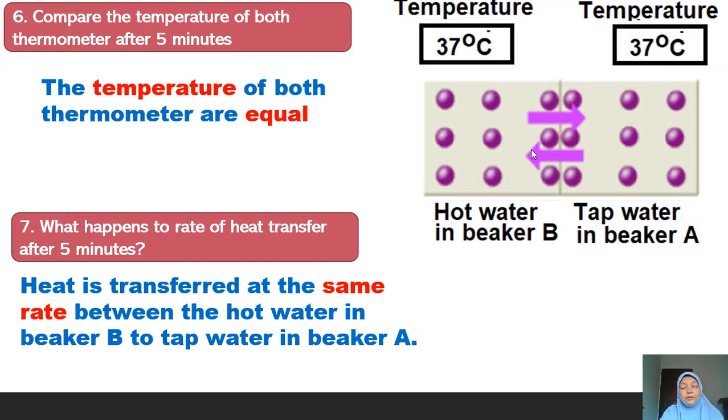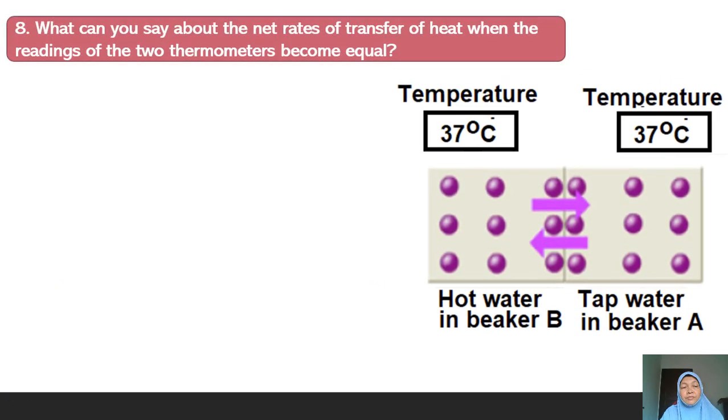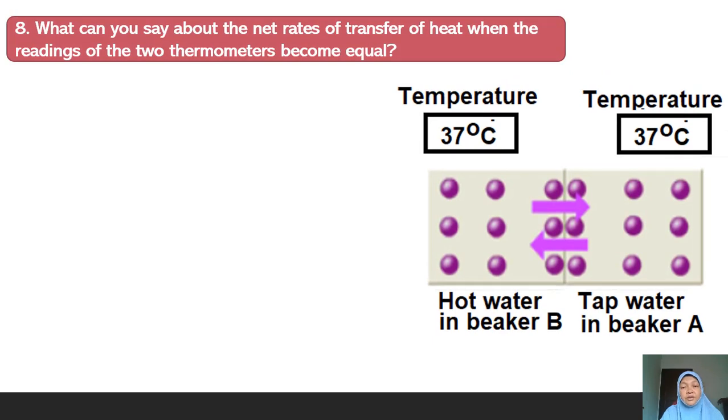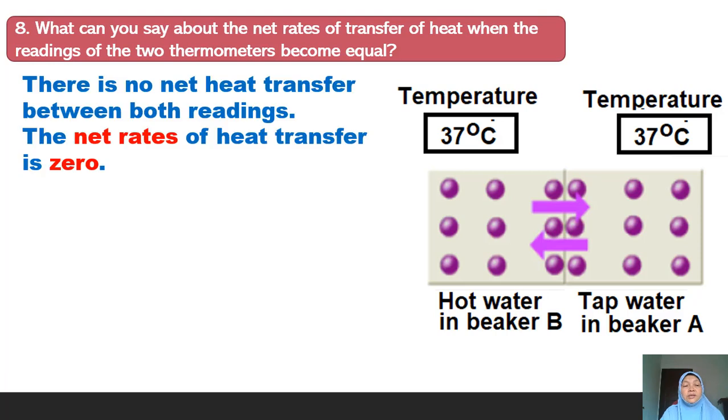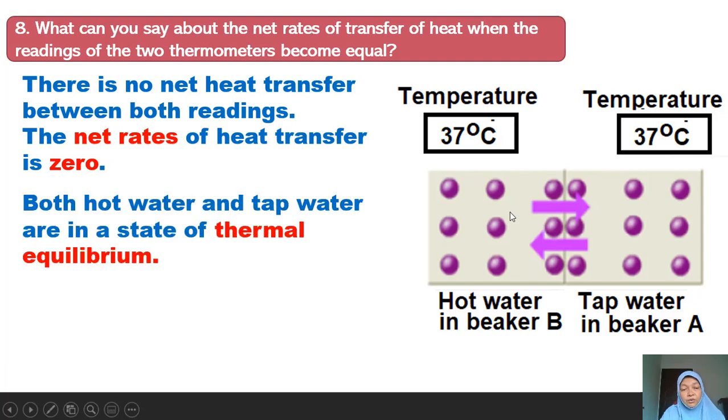Okay, so as a conclusion, what can we say about the net rates of transfer of heat when the readings of the two thermometers become equal? We said that there is no net heat transfer between both, no dominance. Both objects transfer heat to each other. So we said that the net rate of heat transfer is 0. This means that both the hot water and the tap water are in the state of thermal equilibrium.